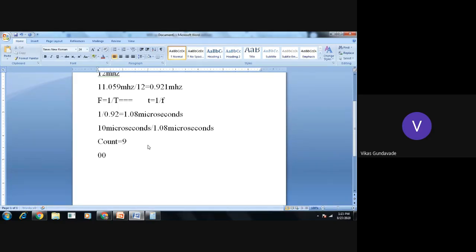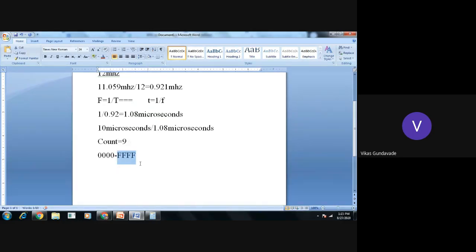So the minimum count is 0000, and the maximum count is FFFF. When the timer overflows, what will happen? From this FFFF, whatever count is available, that count will get subtracted from this FFFF. Everyone get it?